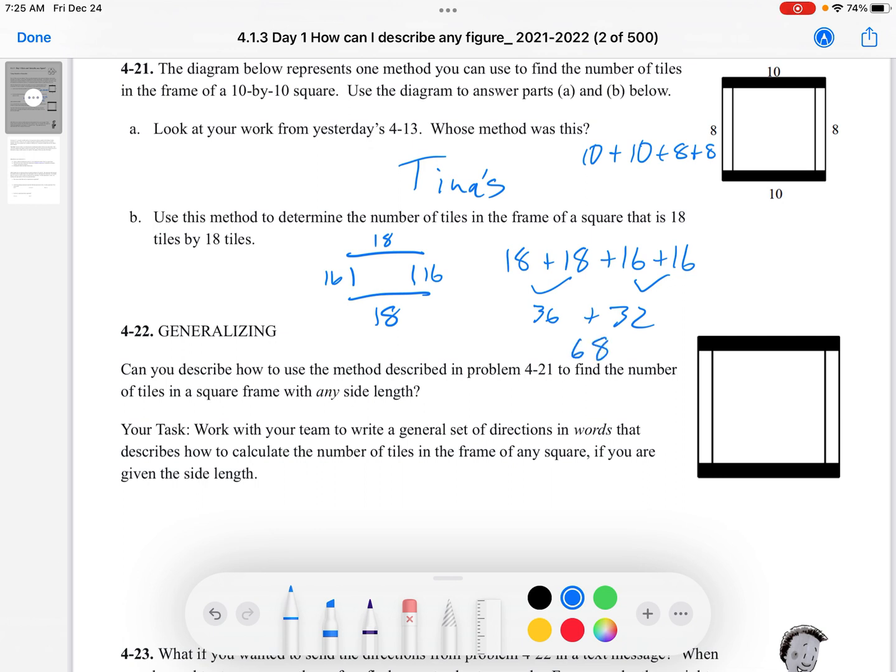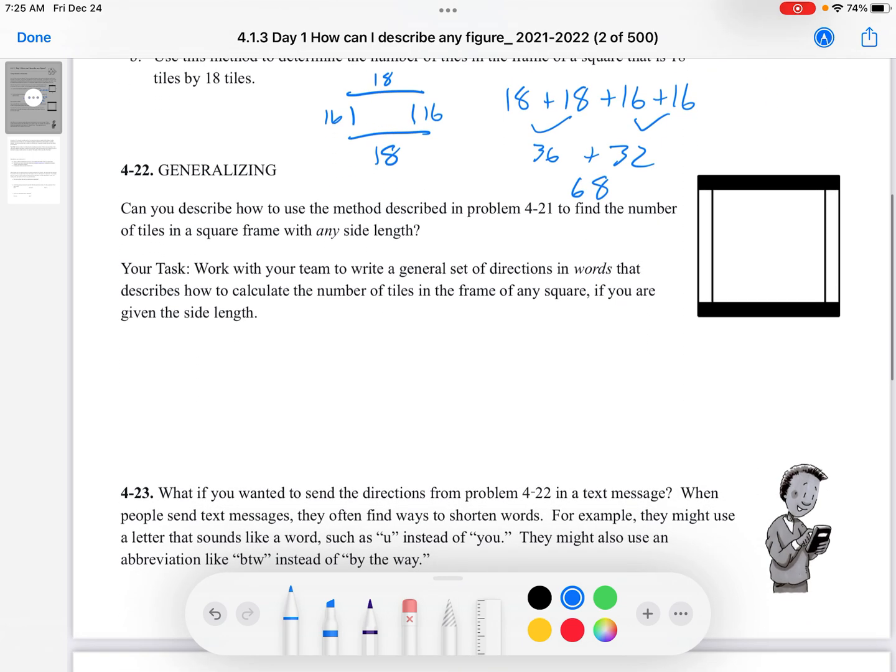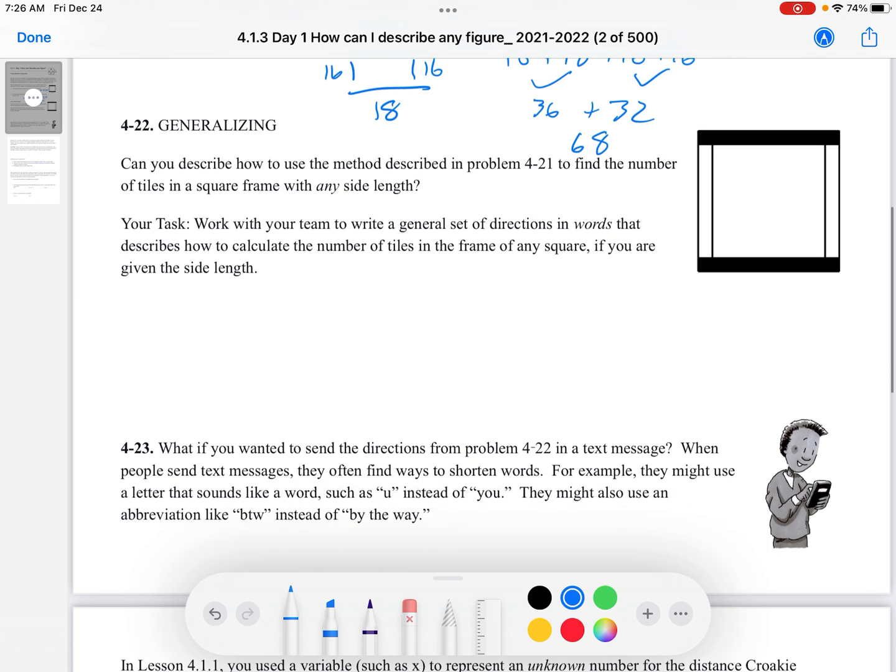Can you describe how to use the method described in problem 4-21 to find the number of tiles in any square frame with any side length? Work with your team to write a general set of directions in words that describe how to calculate the number of tiles in the frame of any square if you're given the side length. Well, the top and the bottom are going to be the side length. So we could say side length plus the side length, because that would be the top and the bottom. All right, so those are side lengths.